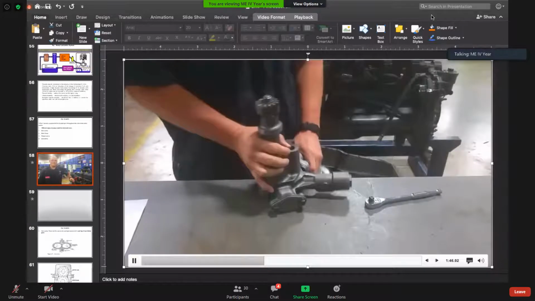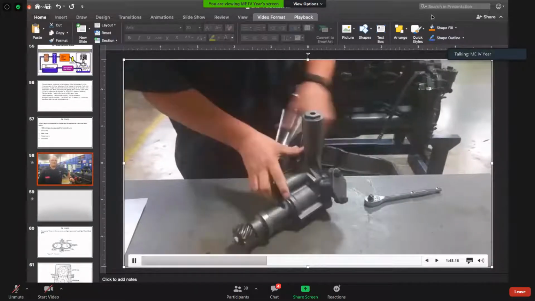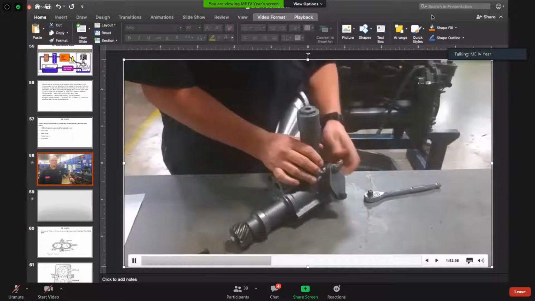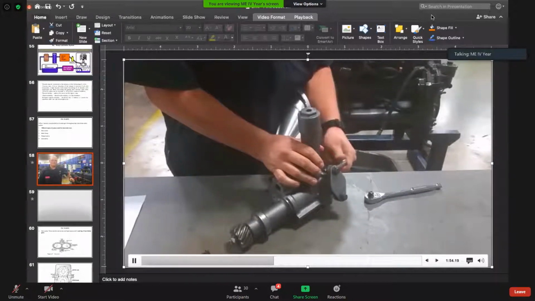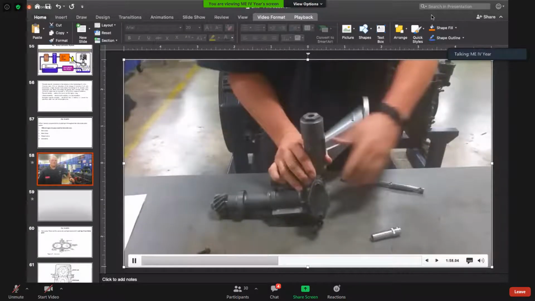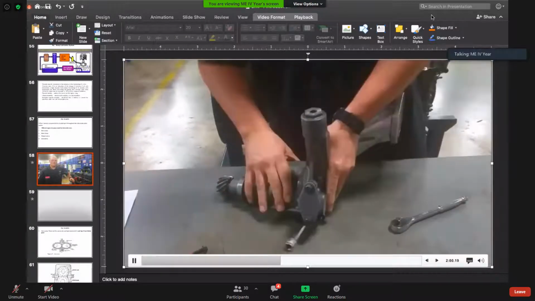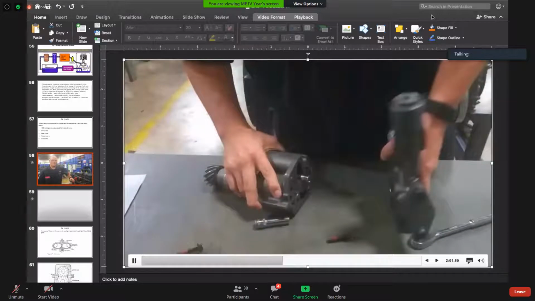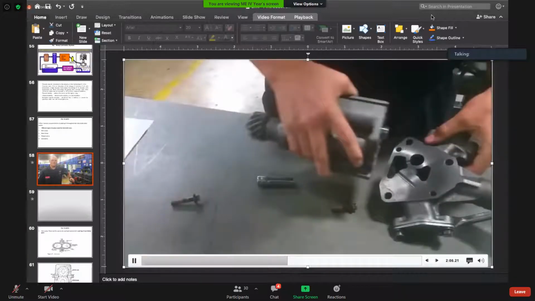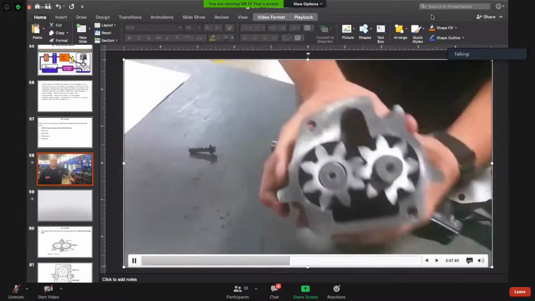So we're taking it apart. I'm taking a lot of the bolts out, so we only have one bolt. Take this off. Come in and see the gears I'm talking about. If you look, this came off, and you've got the two gears in here.